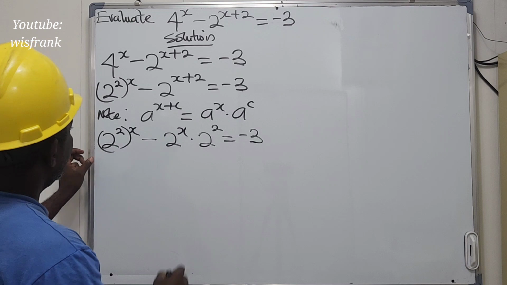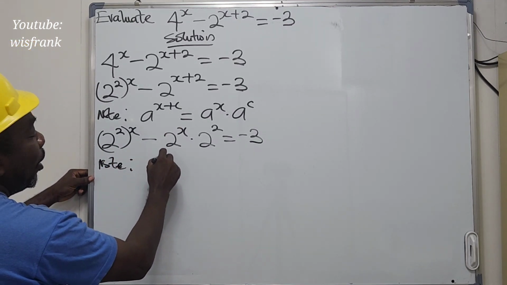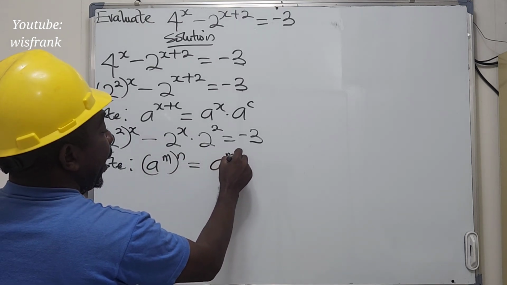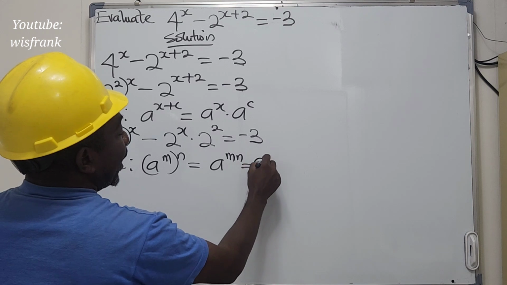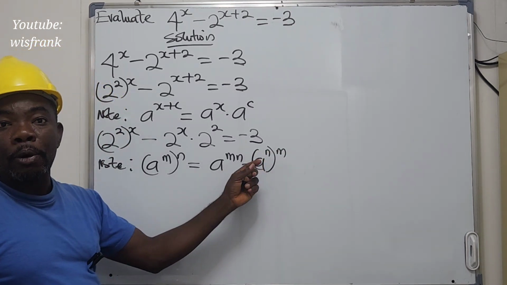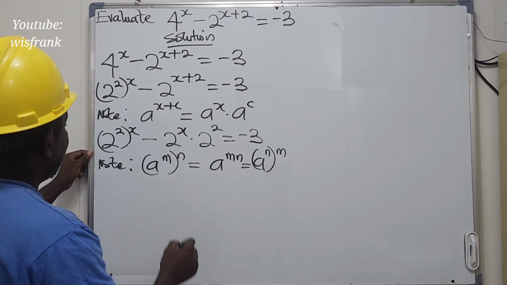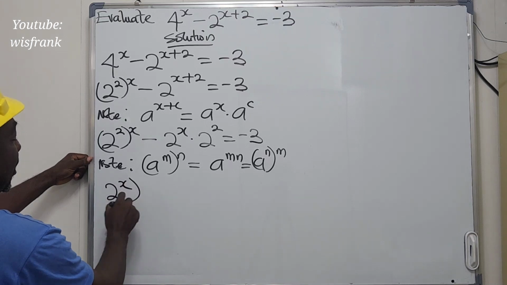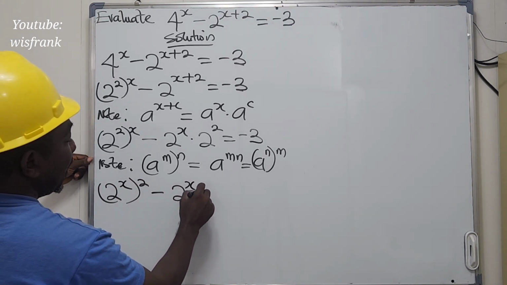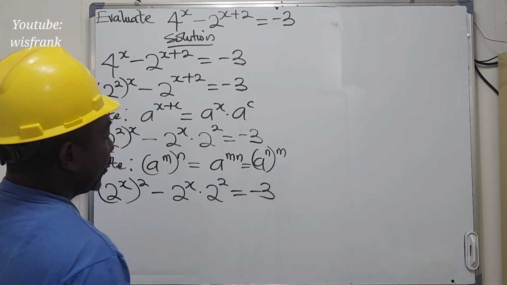We also recall that when we have a to the power of m all to the power of n, it can be written as a to the power of mn, or we can have a to the power of n all to the power of m. We can interchange the power. It means the same thing. So we can rewrite this as 2 to the power of x all to the power of 2, minus 2 to the power of x times 2 to the power of 2 equals minus 3.